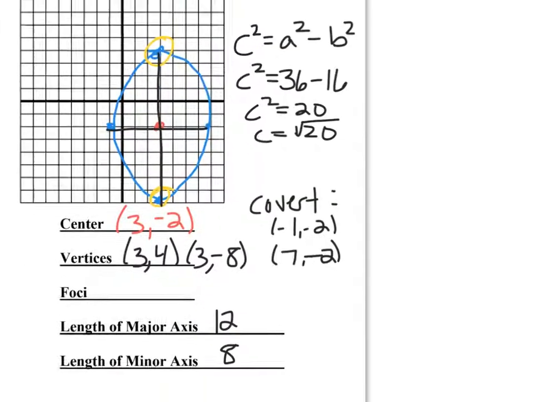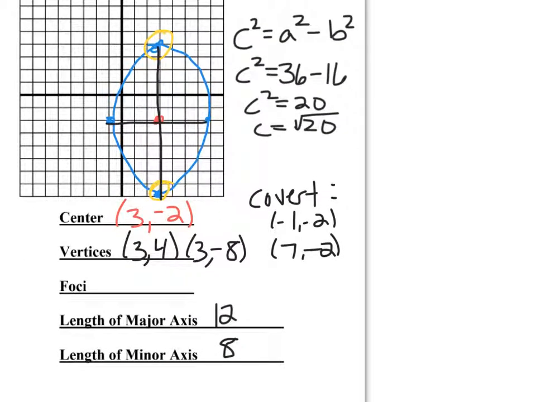So going back, since this is vertical, what's going to change? Of my center, my y value of my center, the negative 2, is going to go plus or minus square root of 20 for my foci. Look at your center and vertices. See how the 3 stays the same? That should be the case.